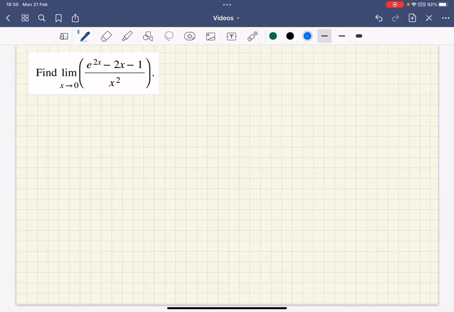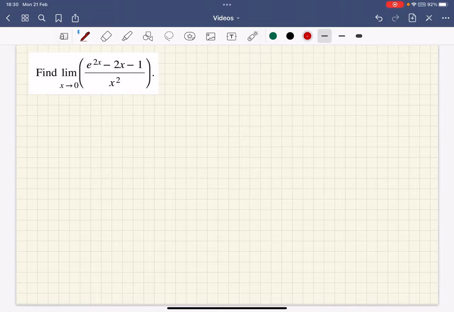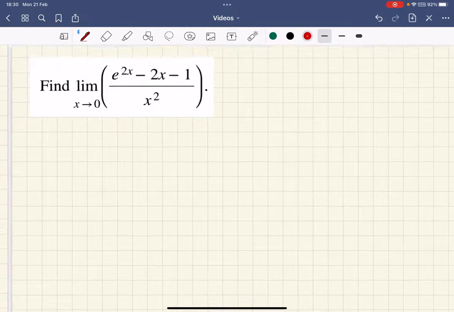So we're going to look at how we can use the Maclaurin's series to find limits. So let's just start off and see why we can't actually use a limit of 0 into here.